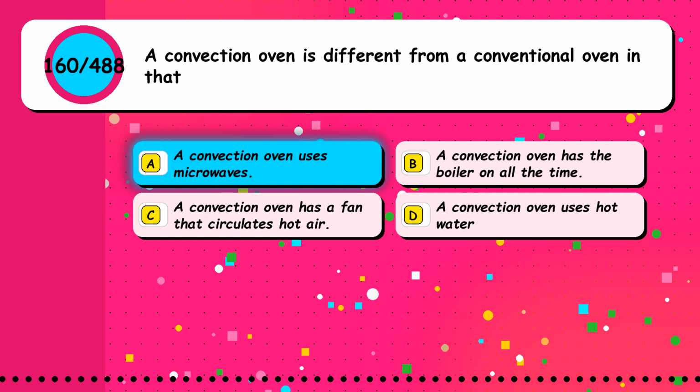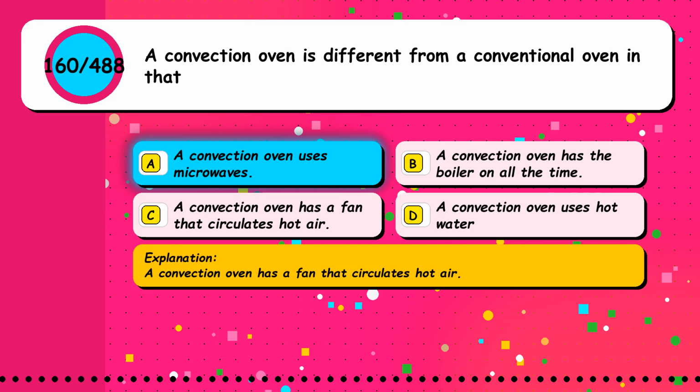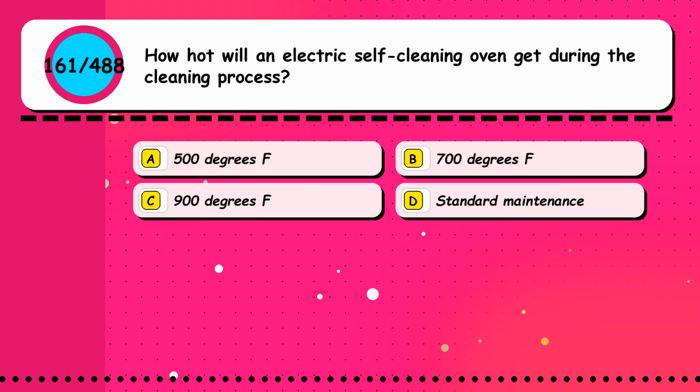The correct answer is option A, a convection oven uses microwaves. A convection oven has a fan that circulates hot air. Question 161. How hot will an electric self-cleaning oven get during the cleaning process?